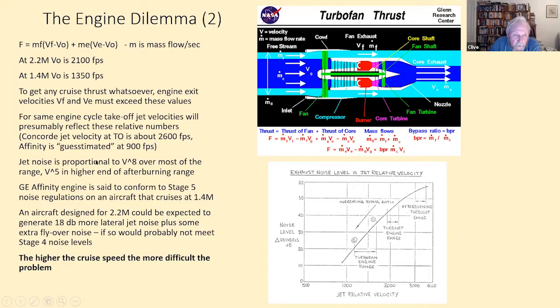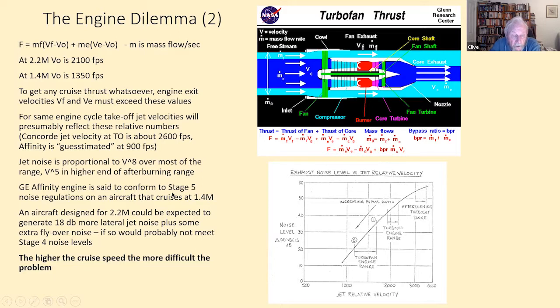Now, the jet noise is proportional to the 8th power of that velocity difference in one region, about the 5th power when you get to the top. So the GE engine, they say, conforms with stage 5 noise regulations, and it got enough margin to cruise at 1.4 Mach number.